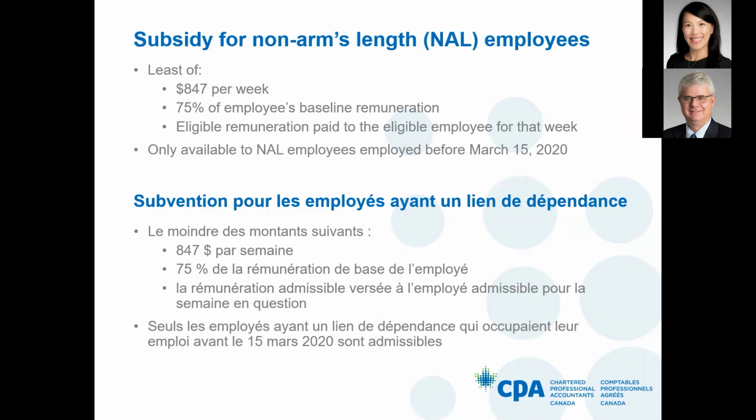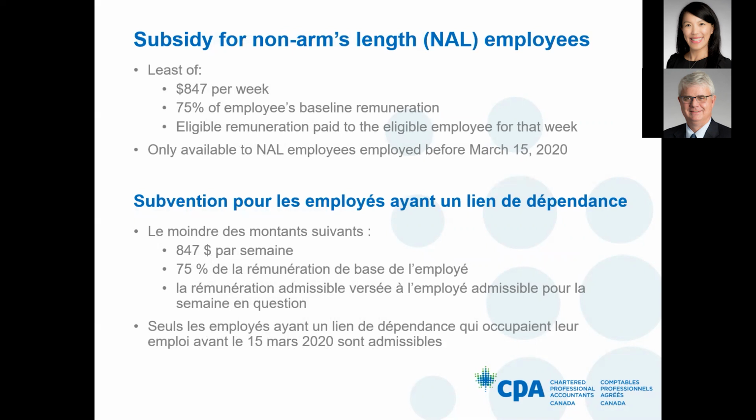So moving on to the subsidy for non-arm's length employees, you'll see that the formula is essentially the same as it is for arm's length employees. The main difference, however, I'll highlight. It's only available to those non-arm's length employees who are employed before March 15th, 2020. So in other words, employers will not receive a subsidy on non-arm's length employees hired after this crisis began.